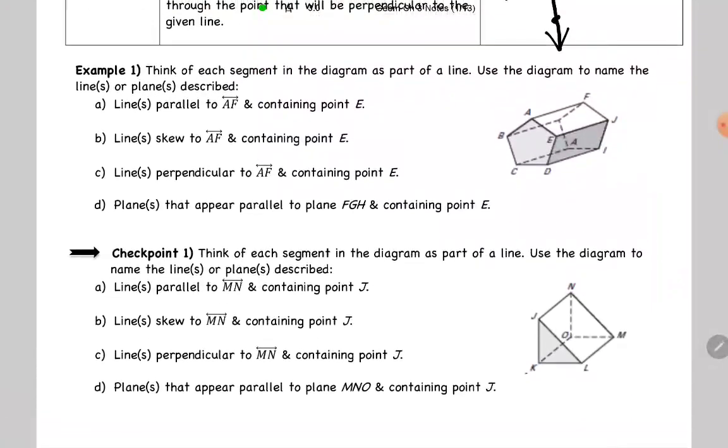Okay, part A, checkpoint 1. Looking at this cheese block ramp. Lines parallel to MN and containing point J. We have LJ. So we have MN. Something that's parallel and on the same plane is JL.